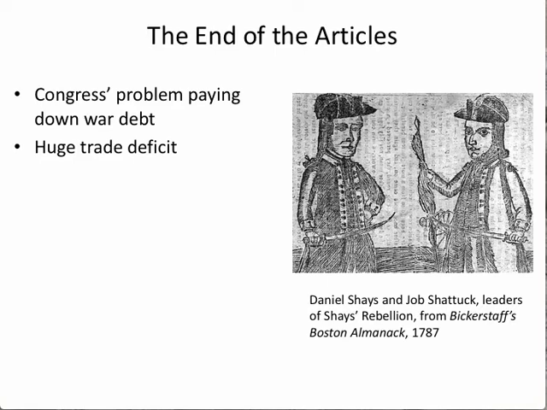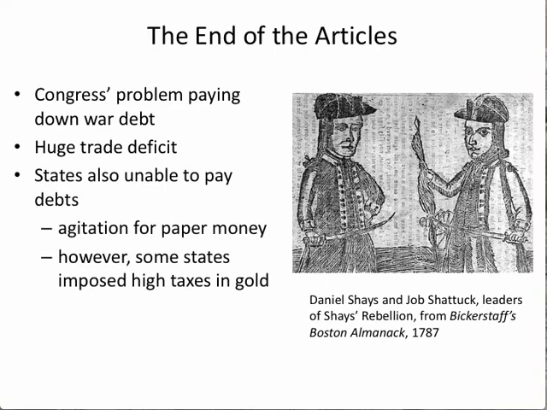Also, during the period of the Articles, America ran a huge trade deficit. Those of you who are business majors will know what that means. It means that you import more goods from other countries than you export goods to other countries. And so Americans were importing goods from Europe, but they were not exporting enough goods to really make up for that. So what little gold and silver was present in America was flowing out of the country to pay for those goods. Furthermore, the states also had a problem paying their debts.